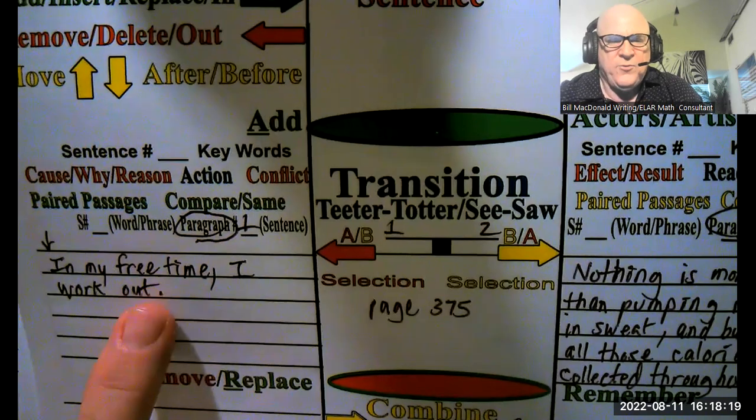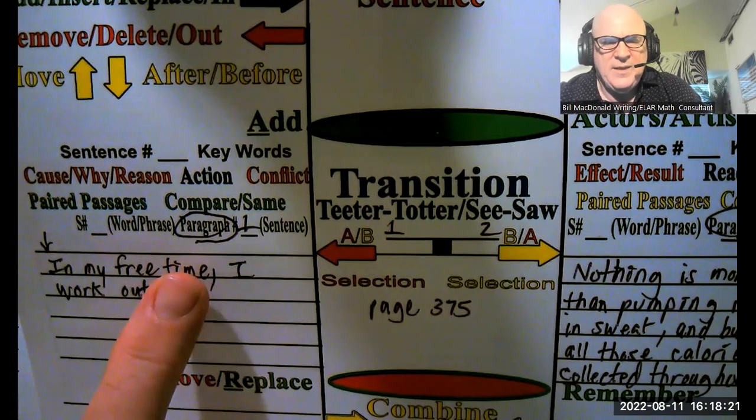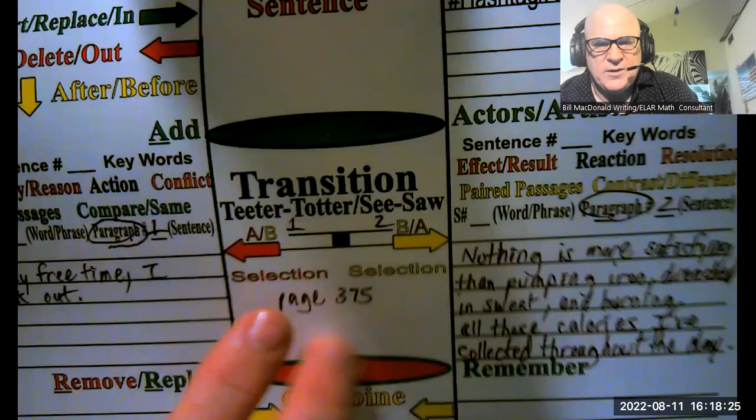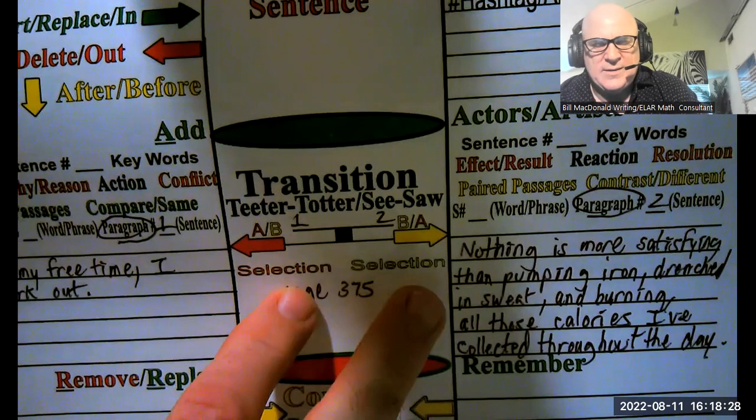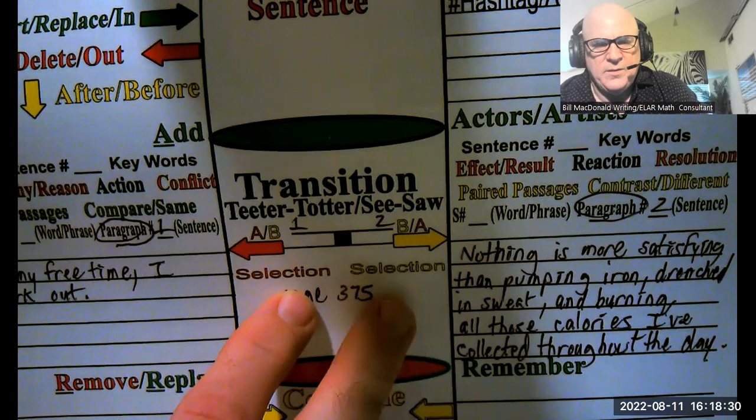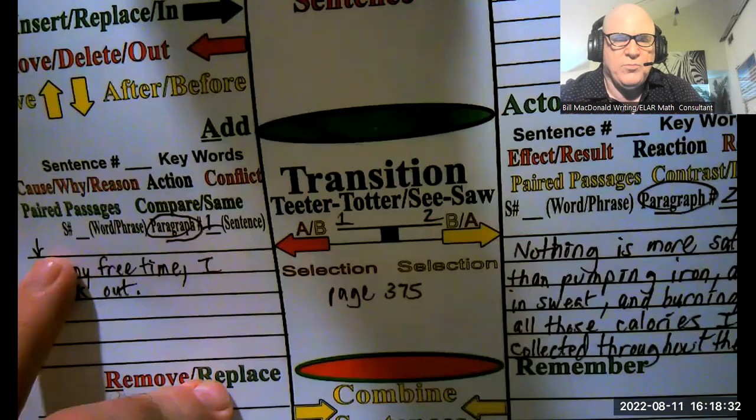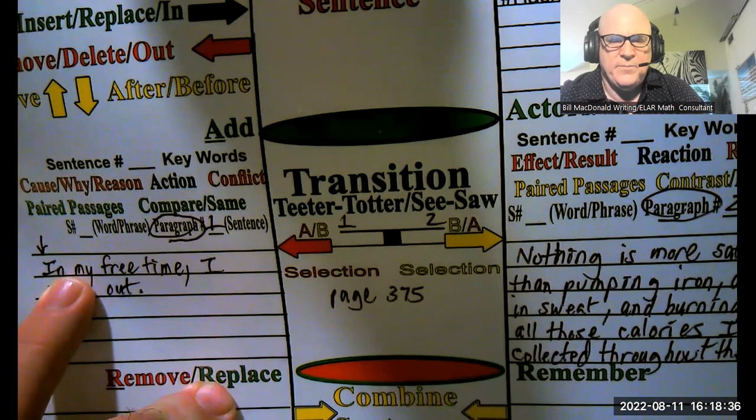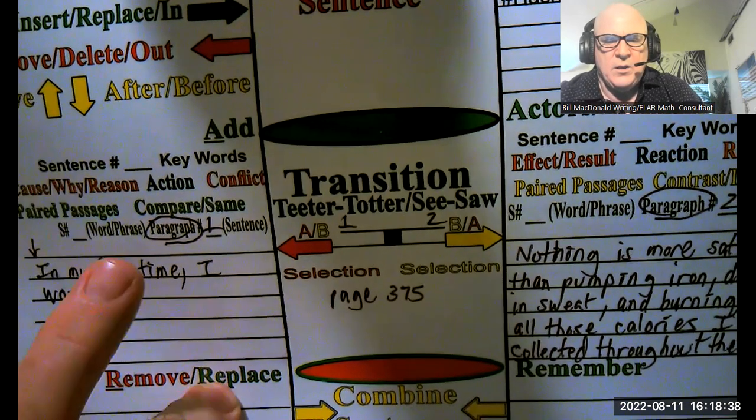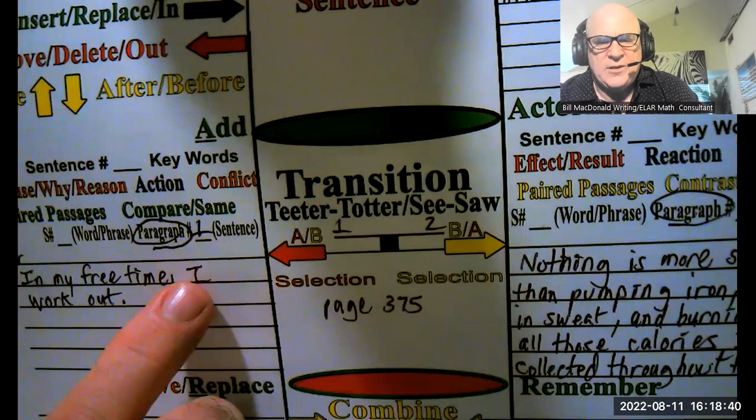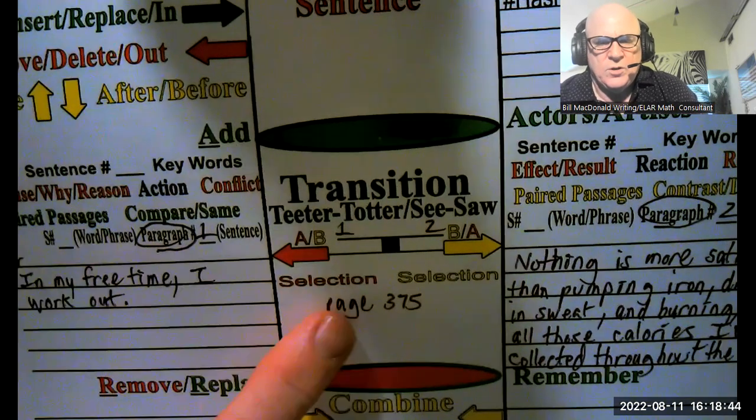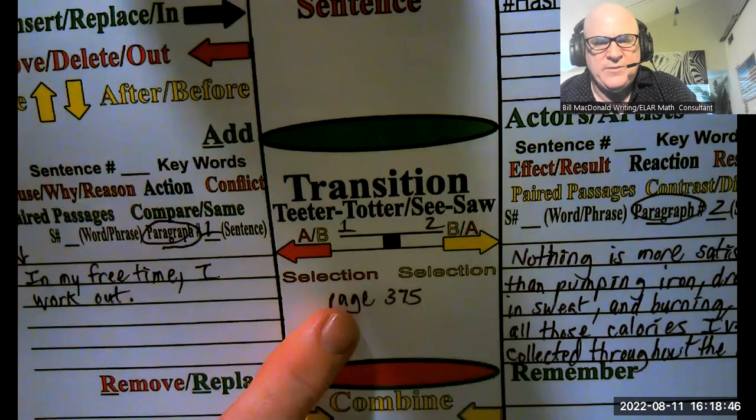So if you're going to leave a paragraph and they want to know what transition word or phrase to start the next paragraph with, it's important to read the last sentence of the paragraph you're leaving so that you can see how to transition to the paragraph that you're going to. So this is from page 375.